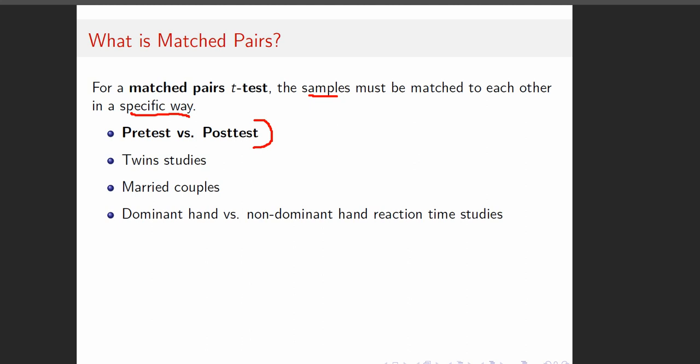Also, there are times where we do twin studies, sometimes to see if there's a genetic component to some kind of medical issue. We also can study married couples. So as opposed to independent samples where you can't simultaneously be in both samples, in matched pairs, there's a matching between the samples. They also do dominant hand versus non-dominant hand reaction times. So there's got to be some specific way that the samples are matched.